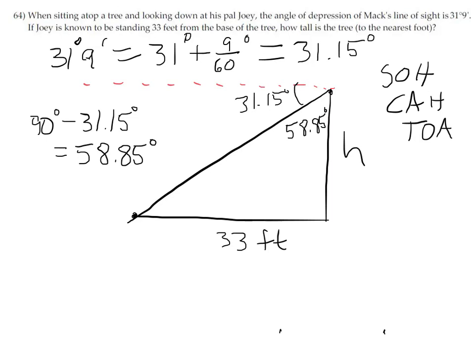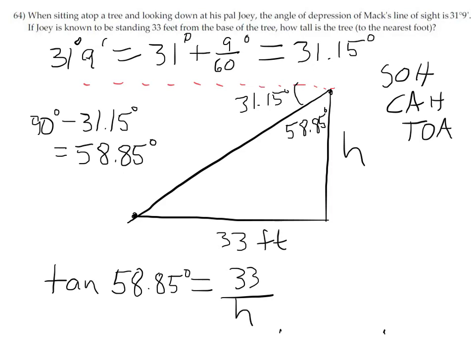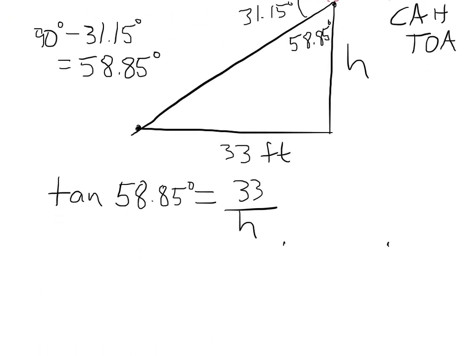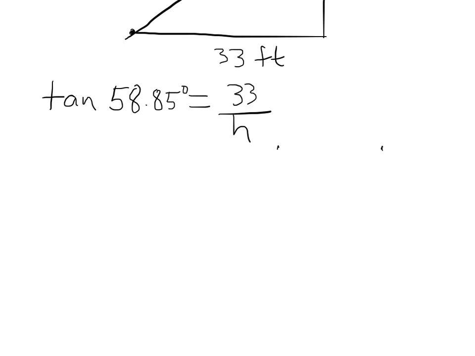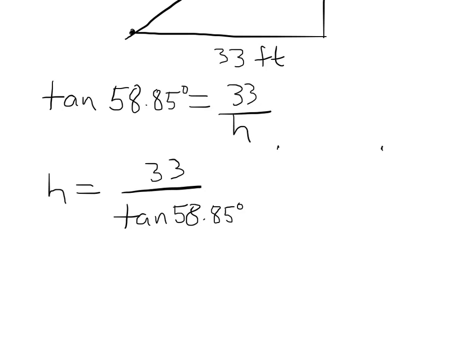So we're going to set up a tangent. So let's just jump straight to it. Tangent of this 58.85 degrees is opposite, 33, over adjacent, h. I saw the h and thought hypotenuse. Well, let me make a little more room. Solving for h. H would be 33 divided by tangent 58.85 degrees. And to do this, basically you move the h up with multiplication, then you move the tangent down with division, and that's what you get.